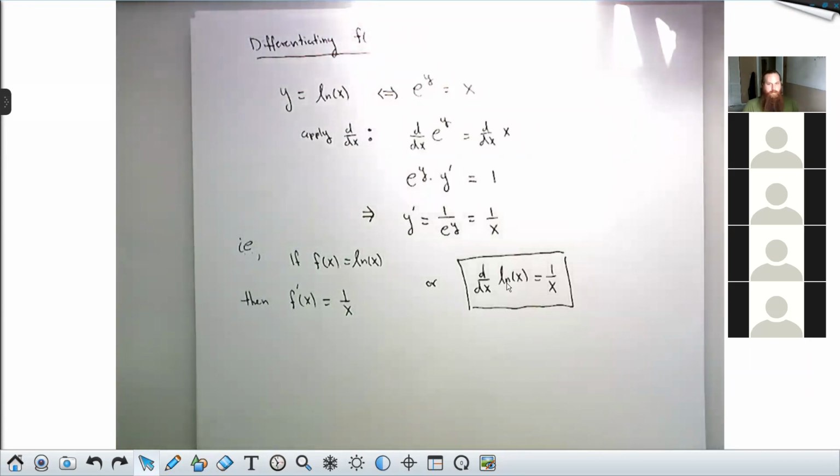Yes, this is a derivative, just like the derivative of e to the x is e to the x, the derivative of sine x is cos x, the derivative of log x is 1 over x, and we should remember that. You'll hear me say log a lot for natural logarithm. Yeah, the derivative of ln x is 1 over x, and this is something we should commit to memory.